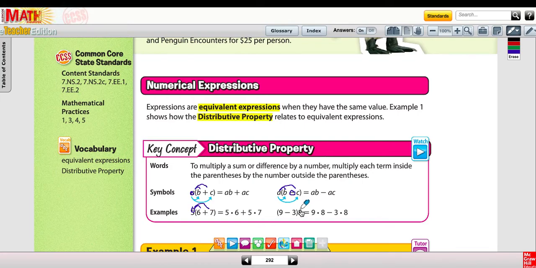Okay, it's pretty straightforward, and the reason that works is if we actually substitute in numbers for it, like 9 minus 3 times 8. Well, if we did order of operations, 9 minus 3 is 6, and 6 times 8 is 48. And that's the same thing as 8 times 9, which is 72, and 8 times 3, which is 24. And 72 minus 24 is also 48.